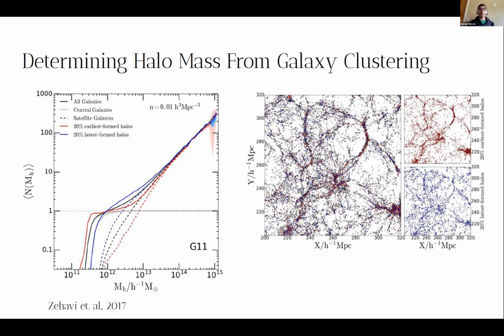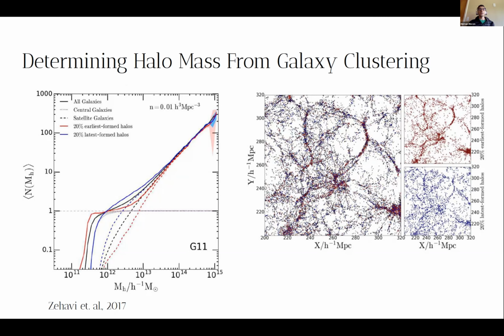You can also divide this data based upon galaxies found in the earliest formed halos or the latest formed halos. So that's what's plotted in the red and blue here, red for the earliest formed, blue for the latest formed. And what's interesting about that case is if you focus on the solid black, red and blue lines, looking at galaxies in earlier formed halos versus galaxies in later formed halos, the shape of the function changes a little bit.